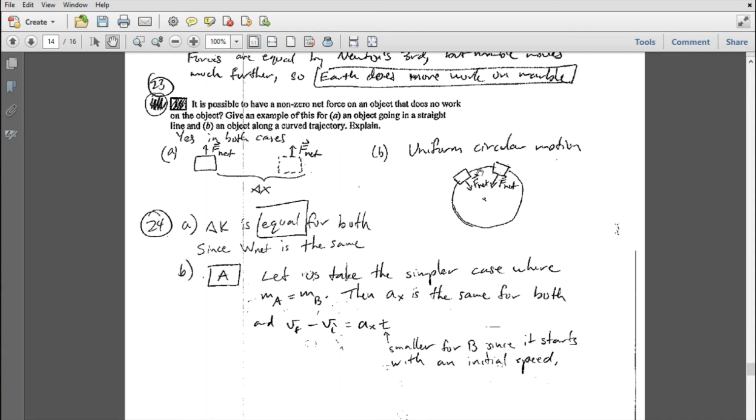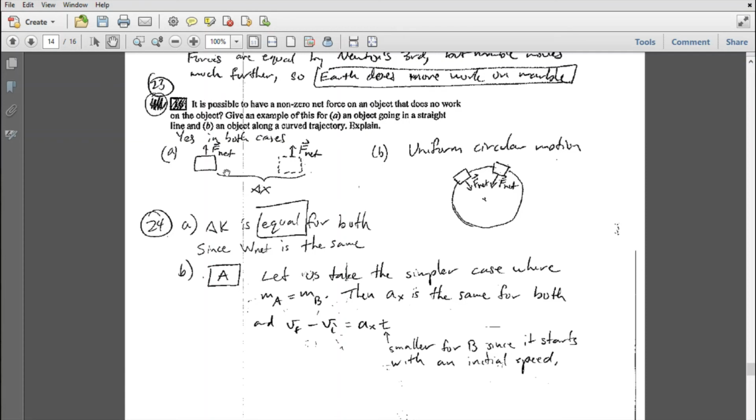23. Is it possible to have a non-zero net force on an object that does no work on the object? Give an example of this for an object going in a straight line and an object on a curved trajectory. So in the first case, we're asking, is it possible for a non-zero net force? That means we add up all the forces, they don't add up to 0, that does no work on the object. And so in this case, it certainly is possible.